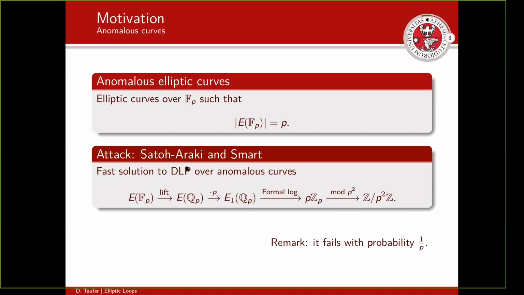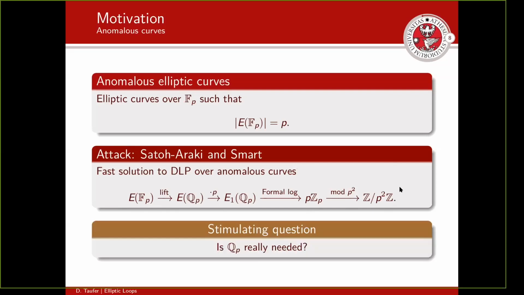So Satoh and Araki proved in their work that this morphism is almost always a non-zero morphism of groups, and with probability 1/p, it is the zero map. So when it is not the zero map, you may immediately break the discrete logarithm because you have a group morphism from the points of the curve to this ring here. So you just move the problem to the ring and then you quotient out and you find the discrete logarithm.